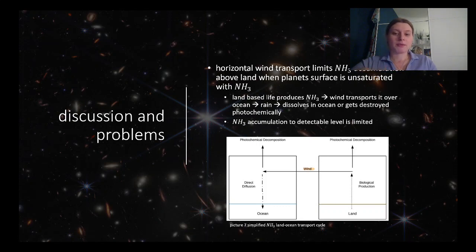Because when life, land-based life, produces NH3, the wind transports it over the ocean and into the atmosphere, where it can either rain down, where it gets dissolved in the ocean, or it can go up and get destroyed photochemically. And the NH3 accumulation to a detectable level is limited because when it rains down, it's no longer in the atmosphere. So we have less in the atmosphere, and when it doesn't reach the 5 parts per million limit for us to see, then we don't know it's there.